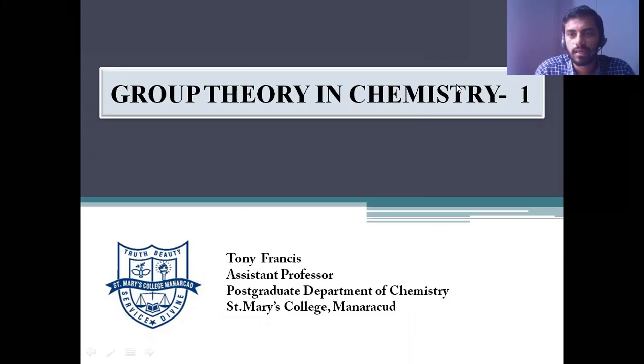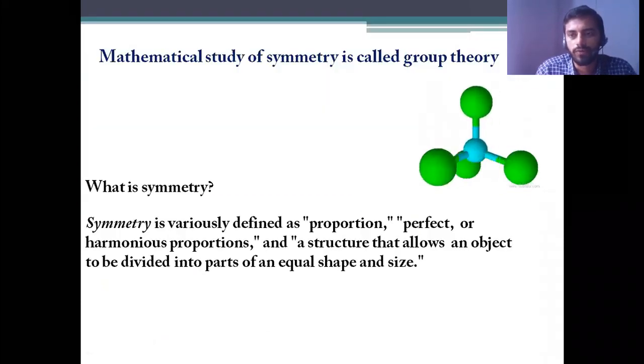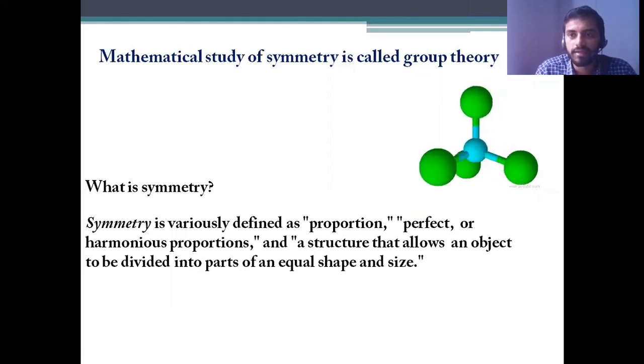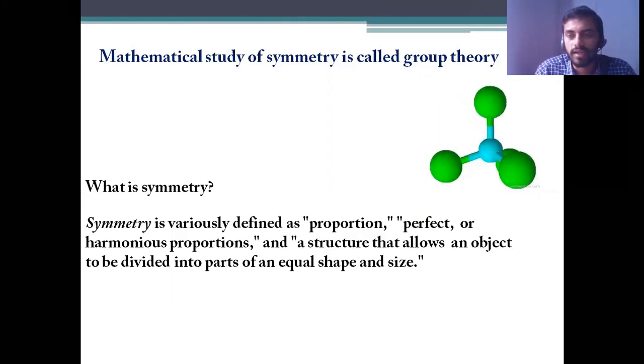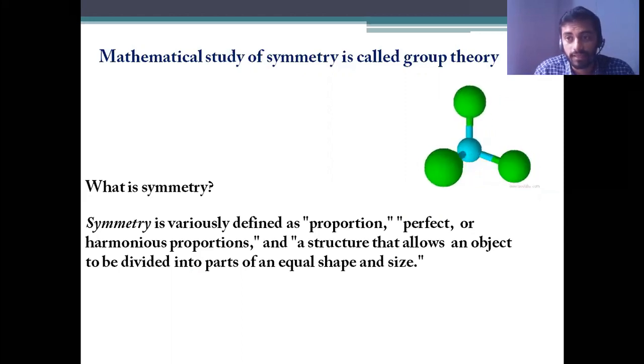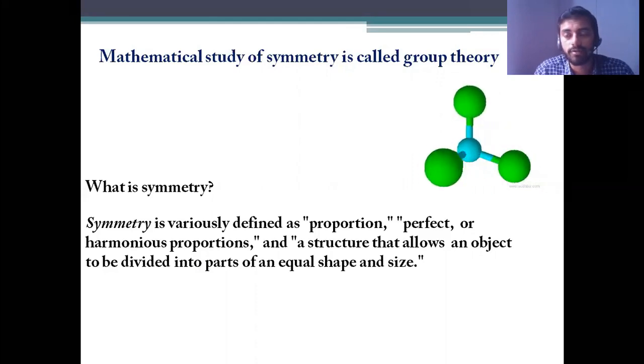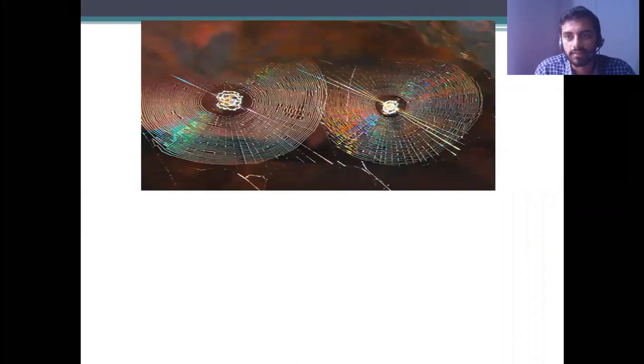What is meant by group theory? Group theory is nothing but the mathematical study of symmetry. And what is this symmetry? Symmetry is actually something related to proportion, perfect shape, size, and at last it is something related to beauty. And where does the idea of symmetry come from? Actually, it comes from mother nature, what we see around us.